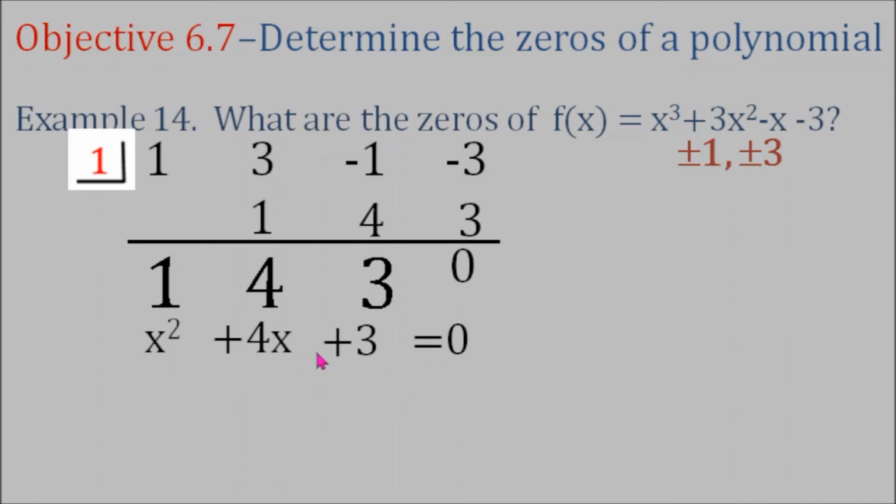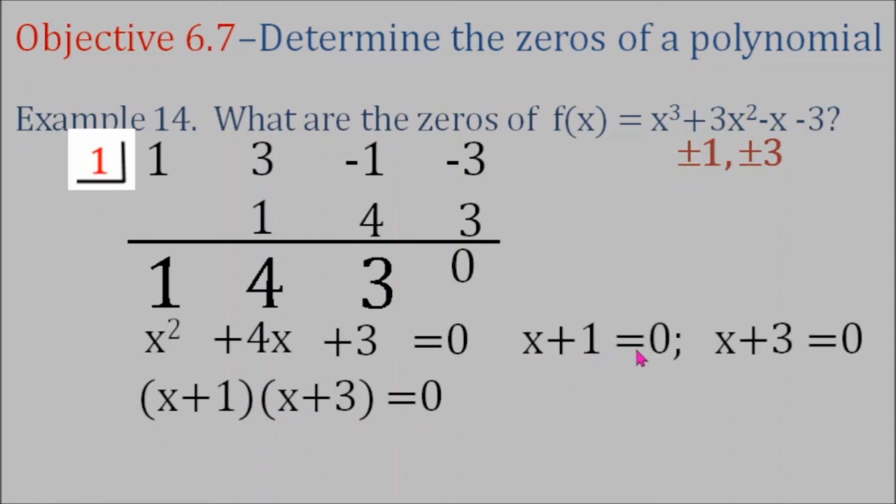And x squared plus 4x plus 3 is factorable, and the factors are the quantity x plus 1 times the quantity x plus 3. Equating both factors to 0, we have x plus 1 equals 0 and x plus 3 equals 0. Solving for x in our first equation, we have x equals negative 1. And solving for x in our second equation, we have x equals negative 3. So this means the zeros are 1, negative 1, and negative 3.